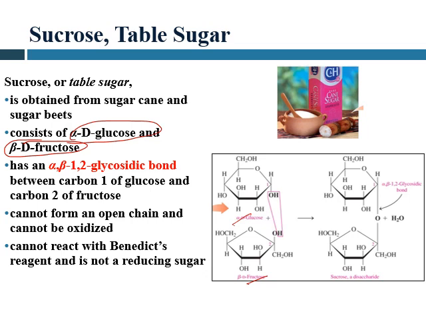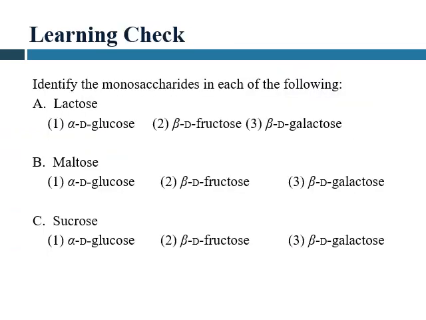What type of bond will they form? Carbon number 1 from glucose and carbon number 2 from fructose. So that is why the bond will be called an alpha beta 1,2 glycosidic bond. And this is how it would look. One would be a 6 atom ring, another one would be a 5 atom ring. This is glucose, this is fructose. They make table sugar.